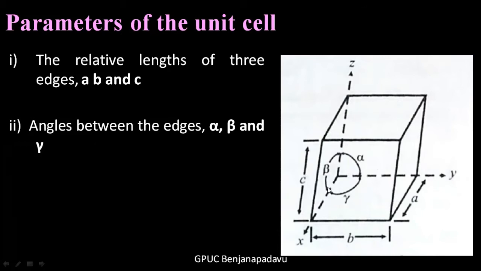And similarly, beta will be the angle. If this is Y, opposite to that this plane exists, the plane in the other two coordinates, that is z and x. So the angle between the edges in the z-x plane will be beta. And similarly, gamma: if this is the z-axis, opposite to that is this plane, the plane made up of the other two axes, that is x and y. So that will be gamma.